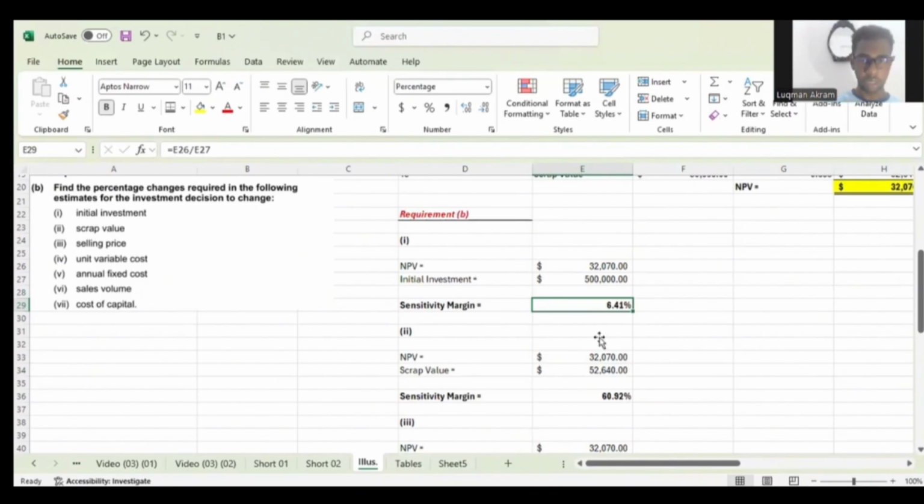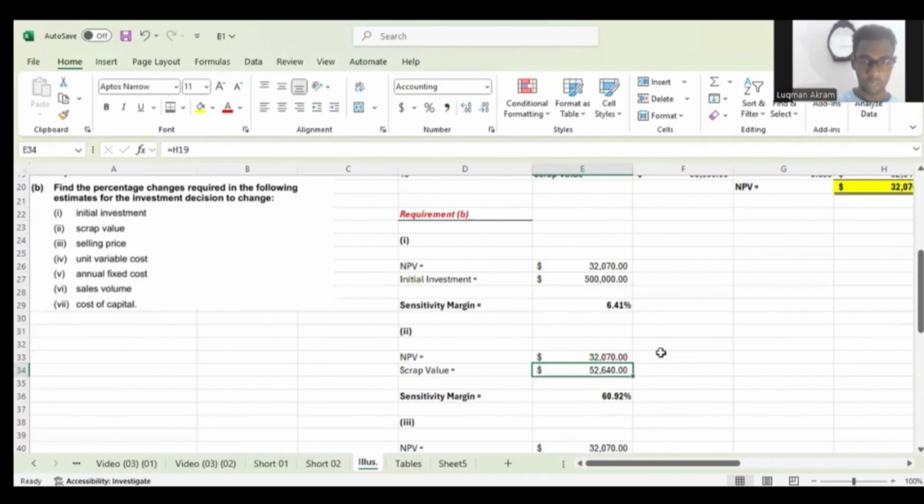And similarly, scrap value, since it is a cash inflow, if the scrap value reduces by 32,070, which is 60% of the scrap value here, by the way, 60% of the scrap value is the NPV of 3,270. So 32,070, if the scrap value reduces by that amount, the NPV would become 0.